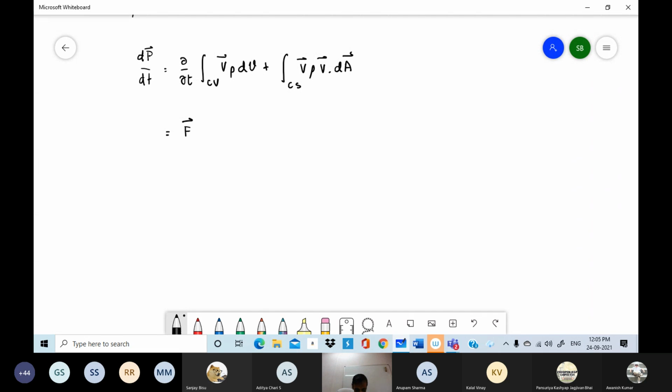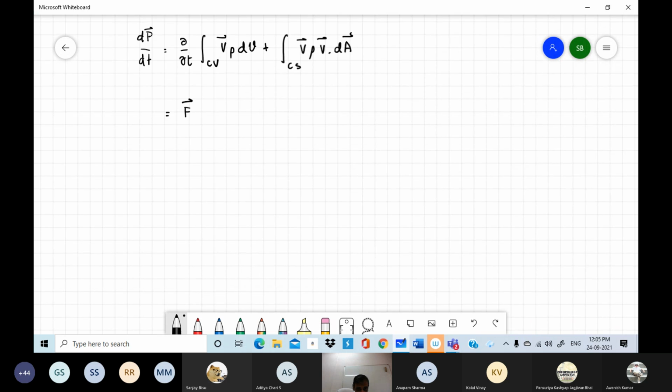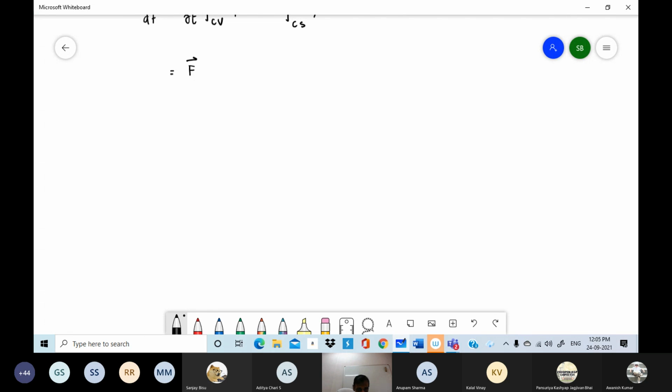Okay, so let's tackle this problem part by part. The rate of change of momentum of a system must be equal to the total force acting on the system. So let's first try to find what is the rate of change of momentum of a fluid element.